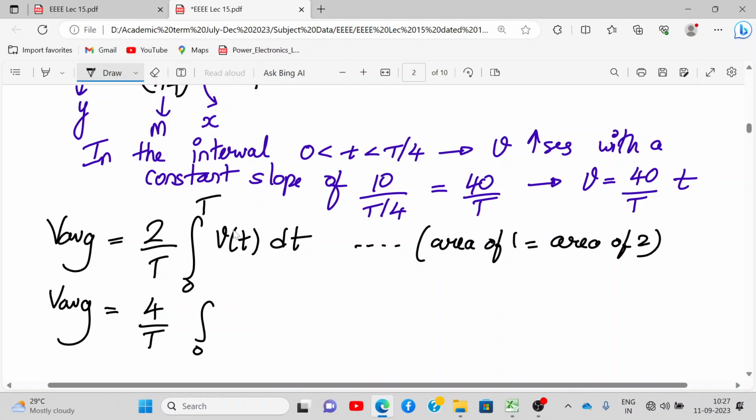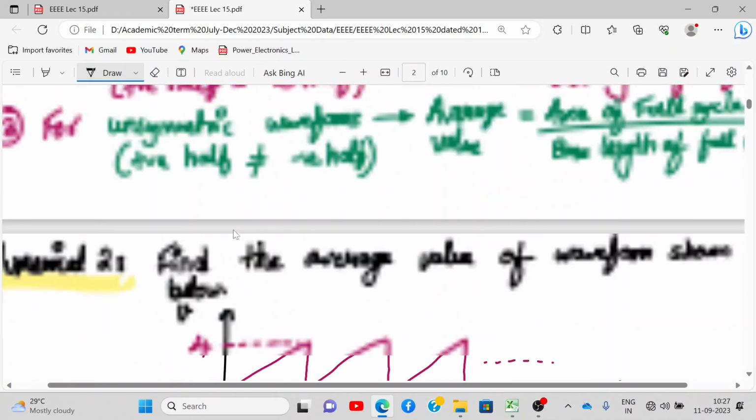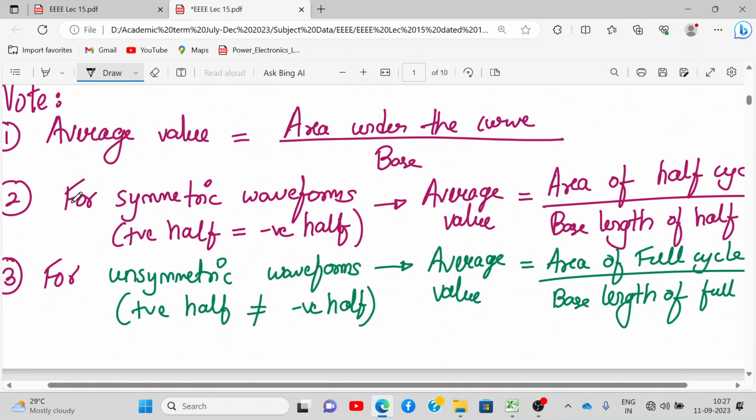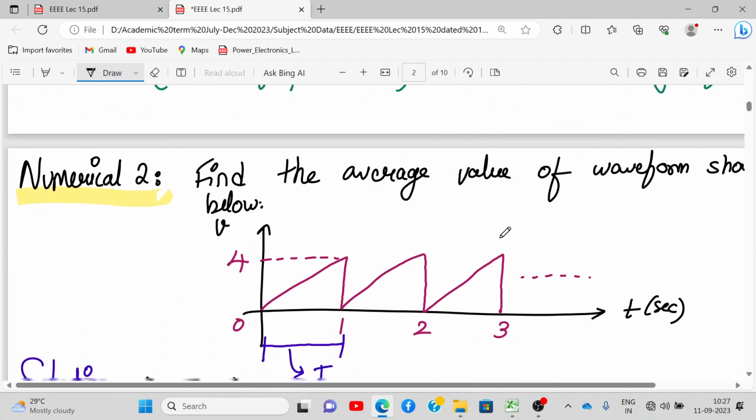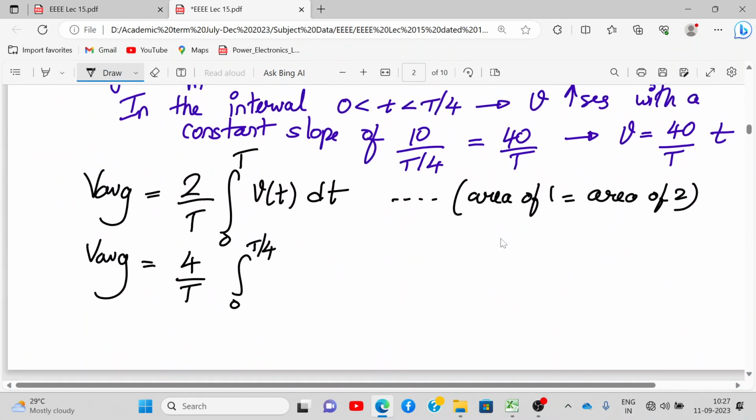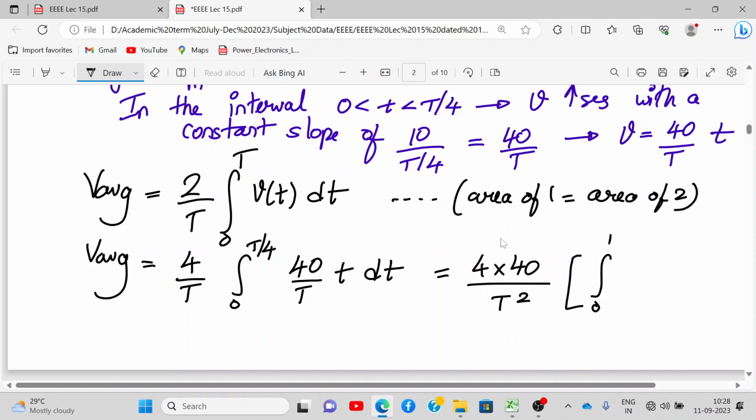It is valid between 0 to T by 4 only, right? Twice the area, but valid between 0 and T by 4. We have written the formula for symmetrical half cycles. What is it? For symmetric waveforms, average value is area of half cycle divided by base length of half cycle. Got it? So that's why area of half cycle is 40 by T into t dt. Are you following? Yes or no? So this will be 4 into 40 divided by T square, and here what is the integral of t? Let me write it one more time.